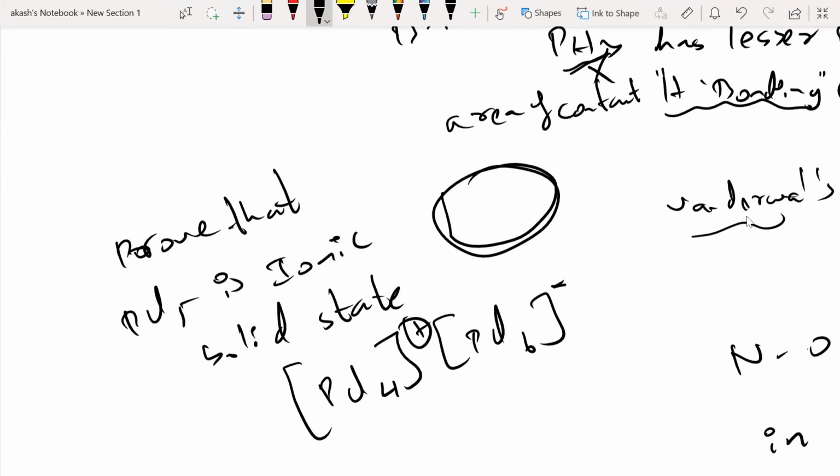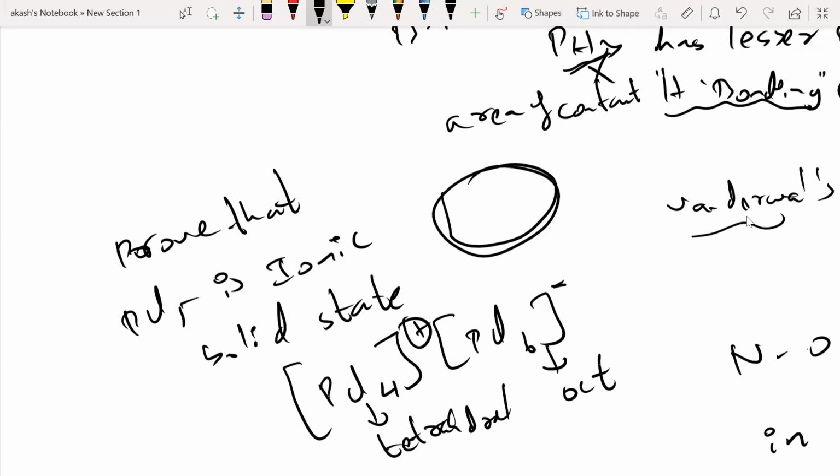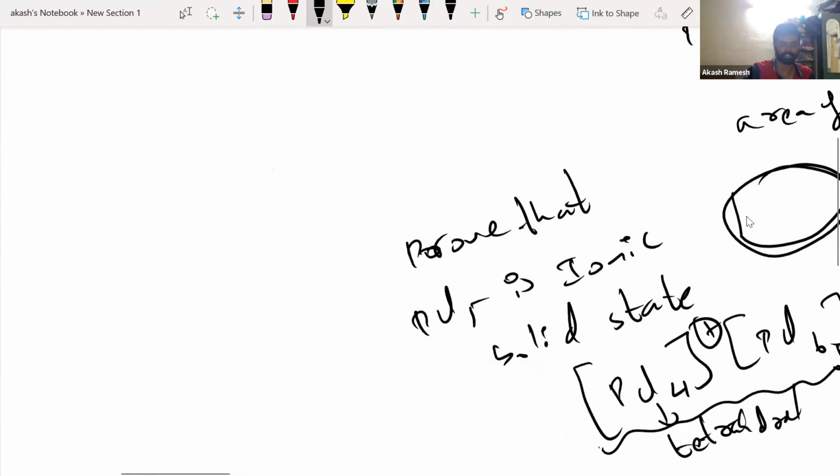PCl4 plus is tetrahedral, and PCl6 minus is octahedral, I think, sir. Absolutely. And they fit in the lattice structure, therefore correct. PCl5 generally is a gas. But in solid state, it exists like this: PCl4 plus, PCl6 minus. Obviously this is tetrahedral, this is octahedral. So much information. Very good. So this is how it exists.